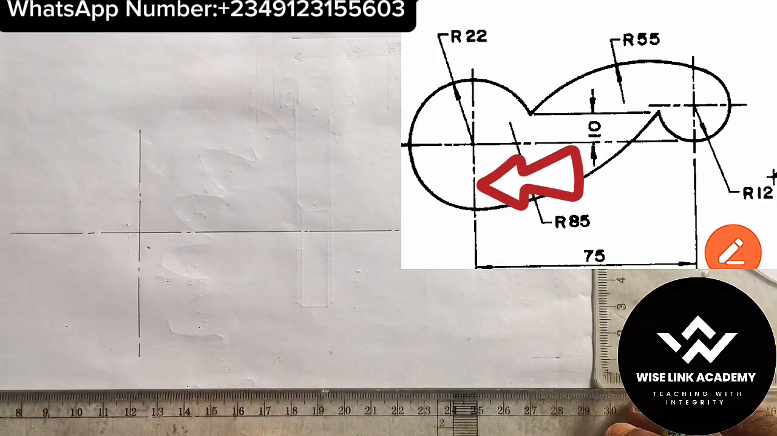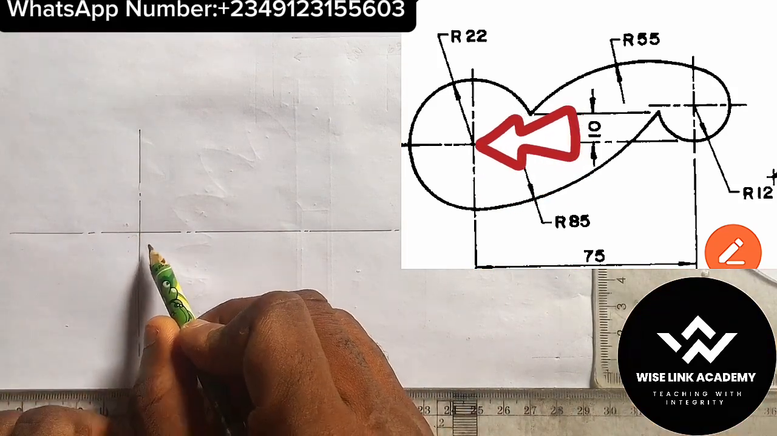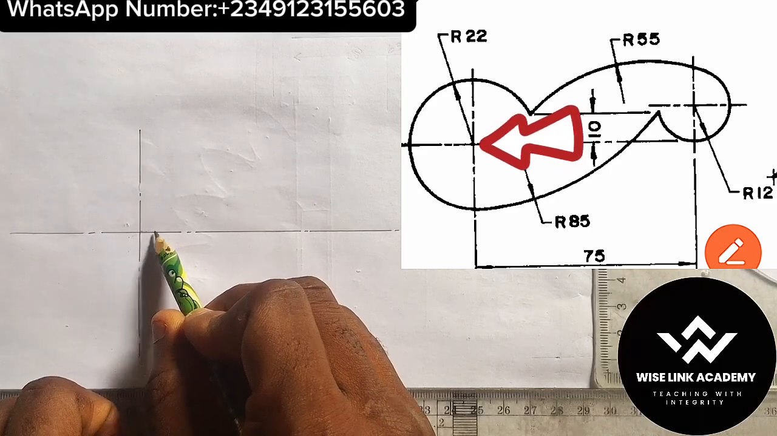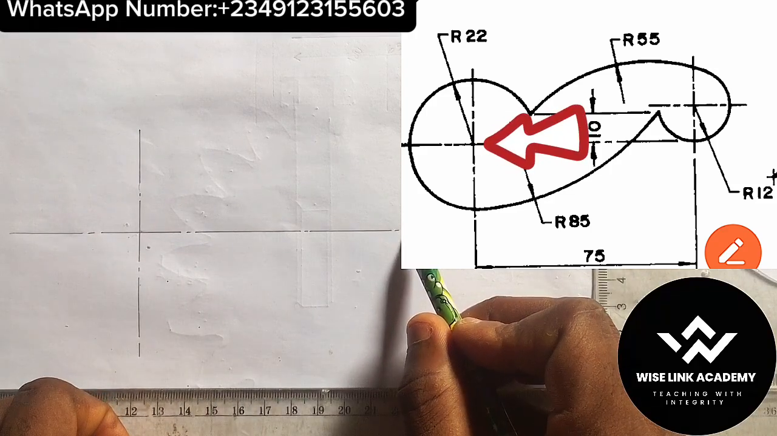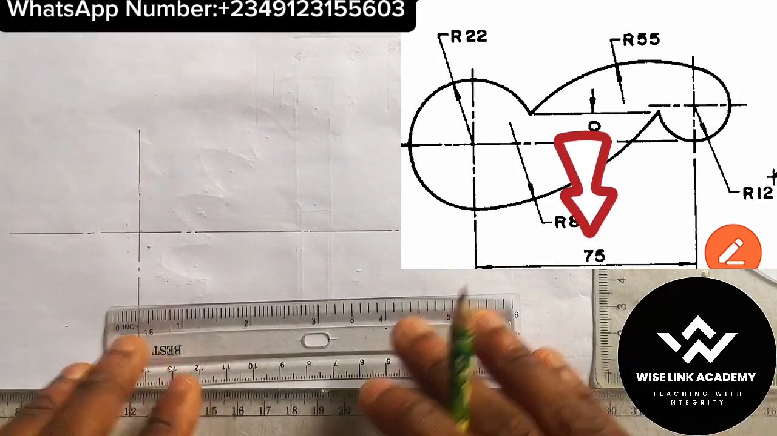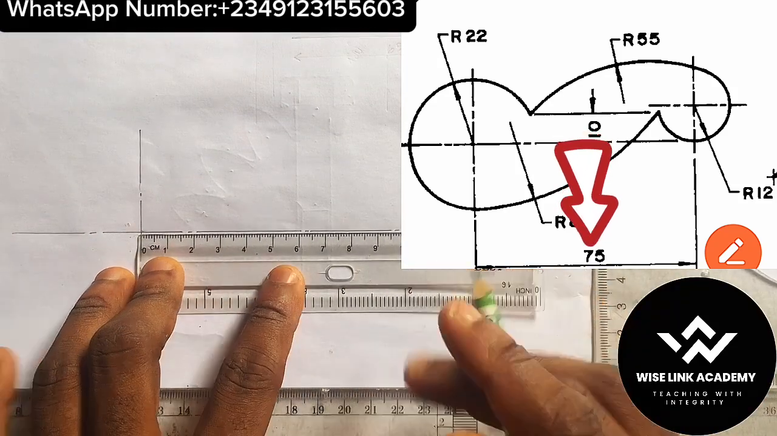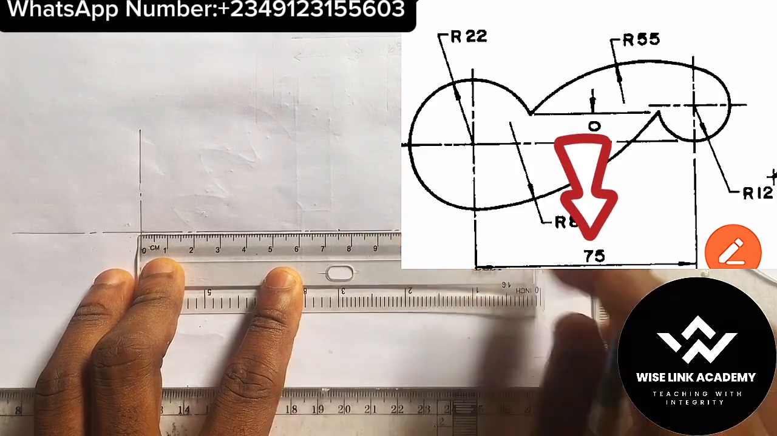I have this here. From here, there's a point here. This is that point you're seeing the arrow indicating. From this point here, there's a distance of 75 to the next point. So take my meter rule and measure 75. So from here to here is 75, right?